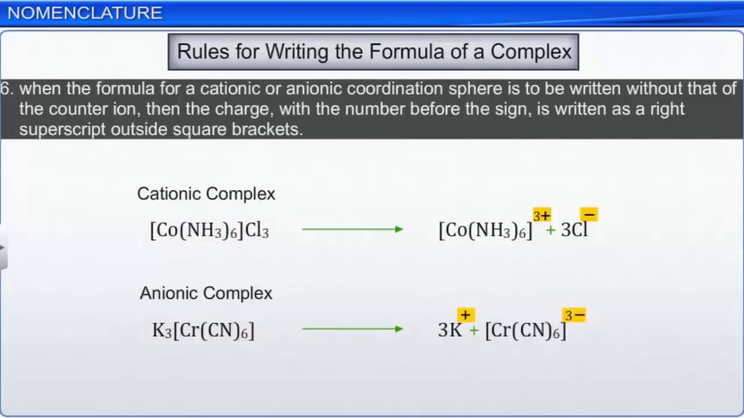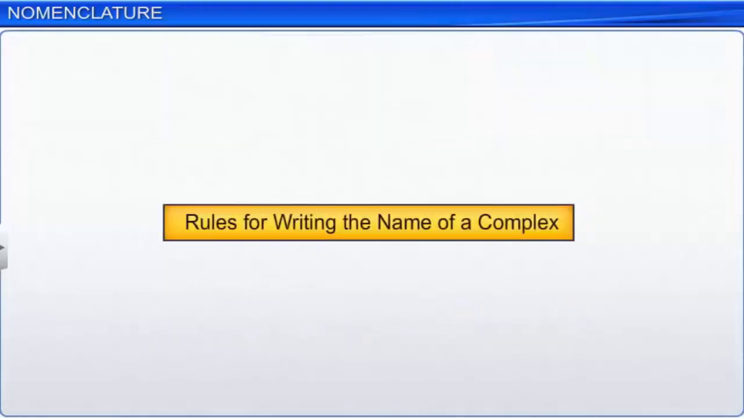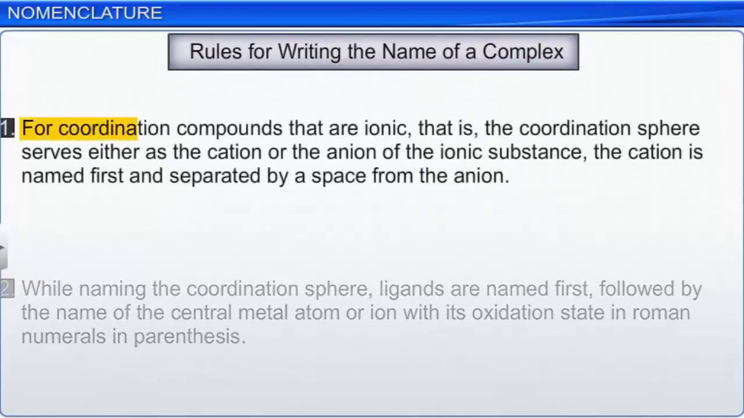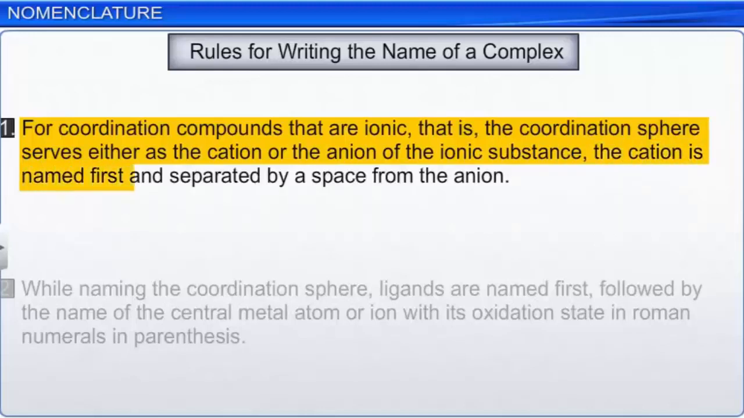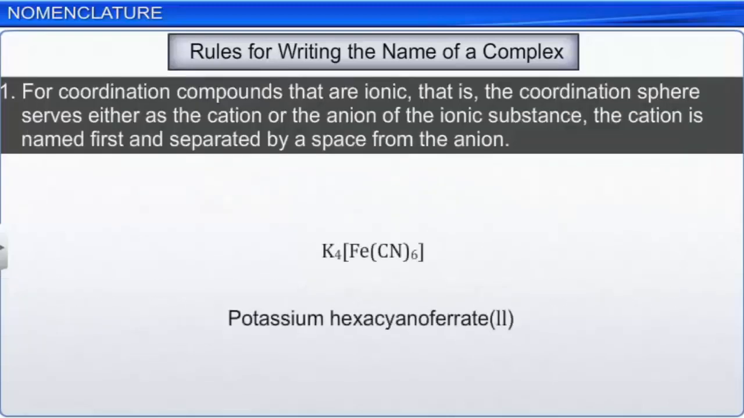Now let's see the IUPAC recommendations for writing the names of complexes. The first rule is for coordination compounds that are ionic, that is, the coordination sphere serves either as the cation or the anion of the ionic substance. The cation is named first and separated by a space from the anion. For example, in the complex K4[Fe(CN)6], where the coordination sphere is an anion, the cation potassium is named first and separated by a space from the name of the anion.